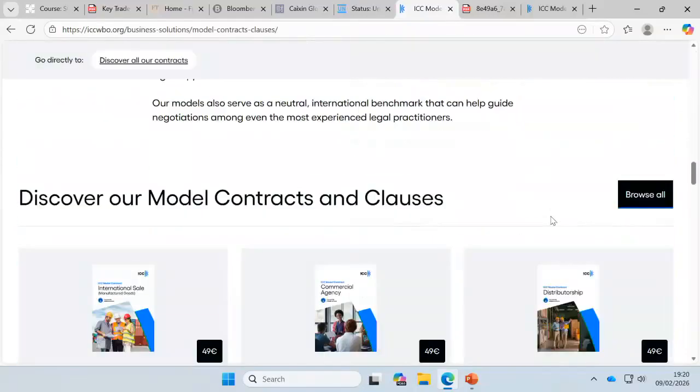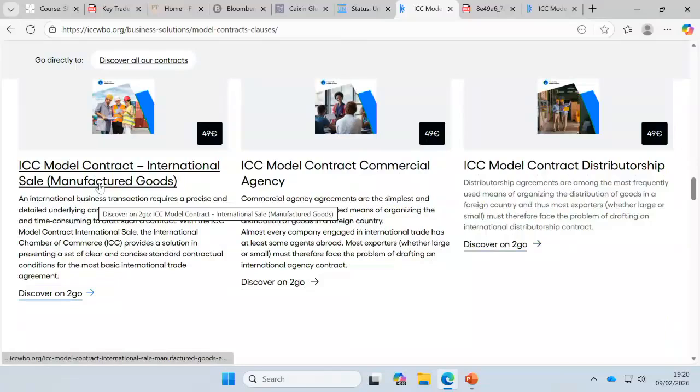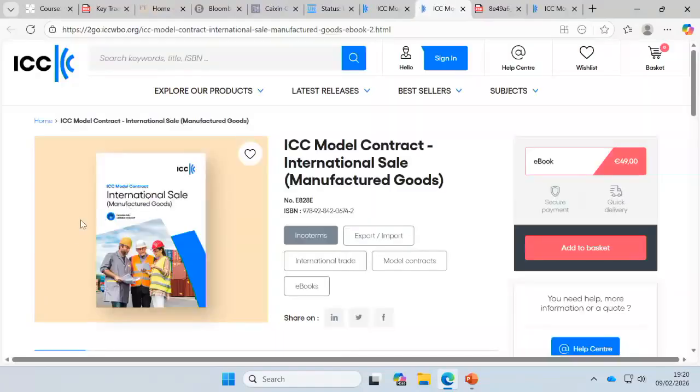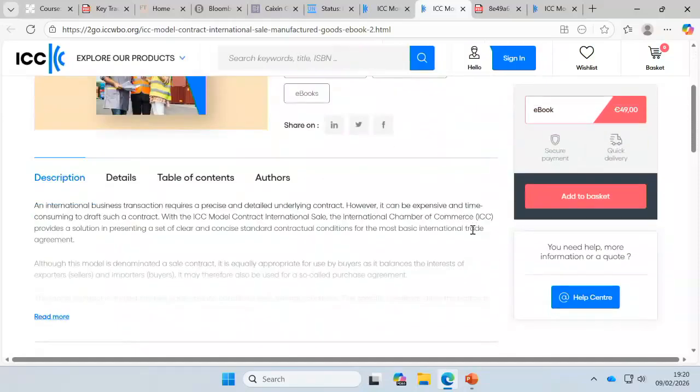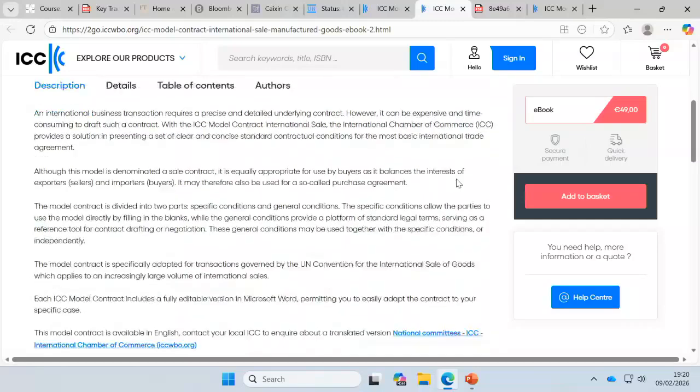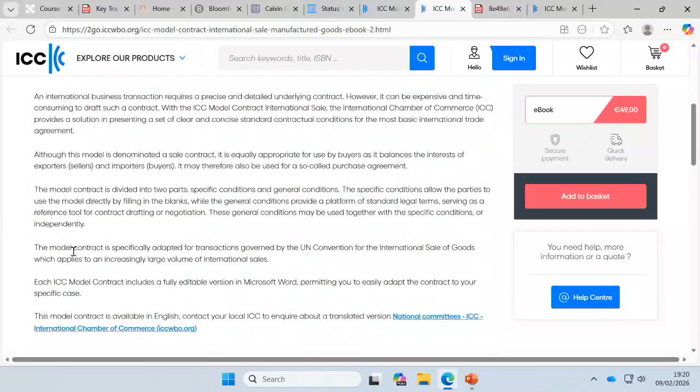We find here the ICC model contract for international sale of manufactured goods. It's not a free document. It has to be purchased, but can be simply downloaded from the ICC. But if we look at the description, the model contract is specifically adapted for transactions governed by the UN Convention for the International Sale of Goods, which applies to an increasingly large volume of international sales.